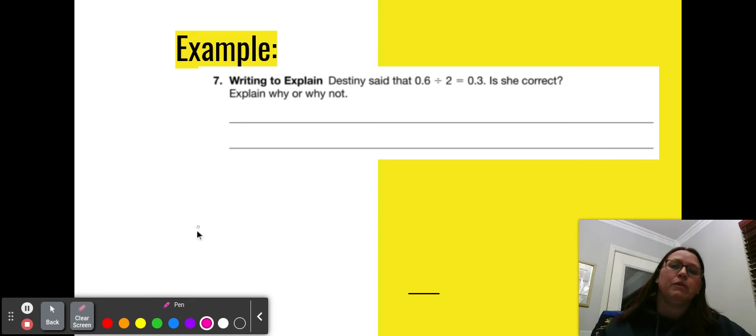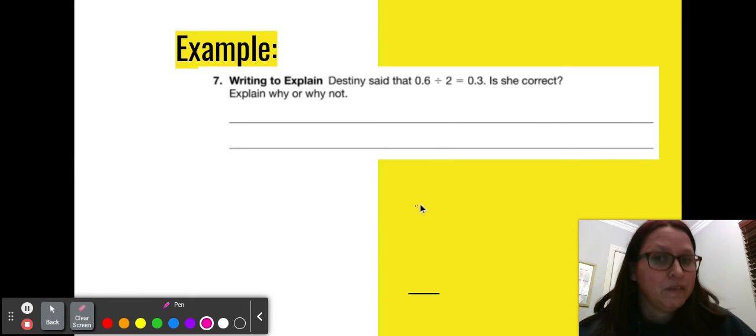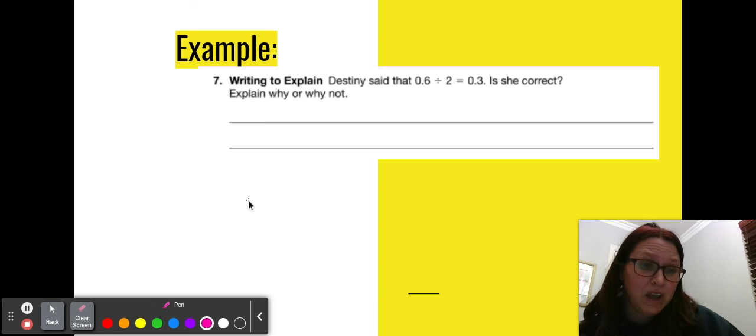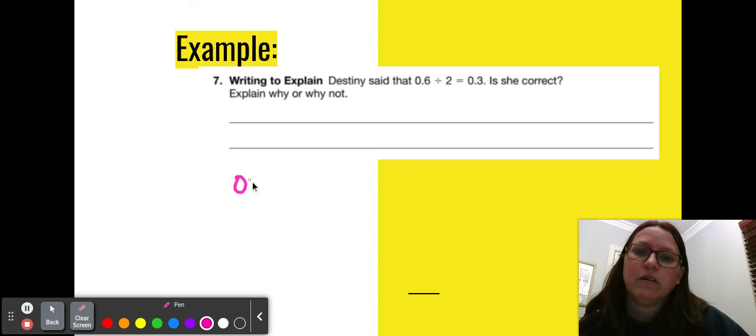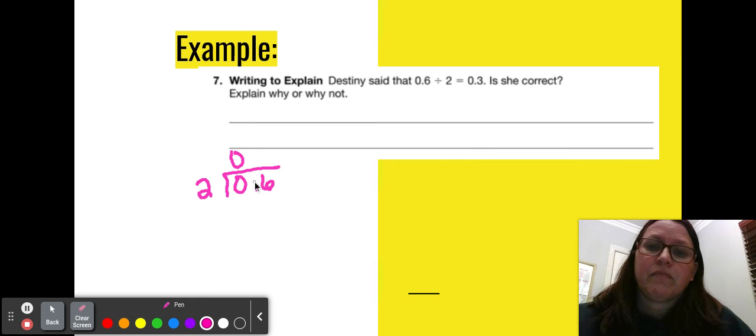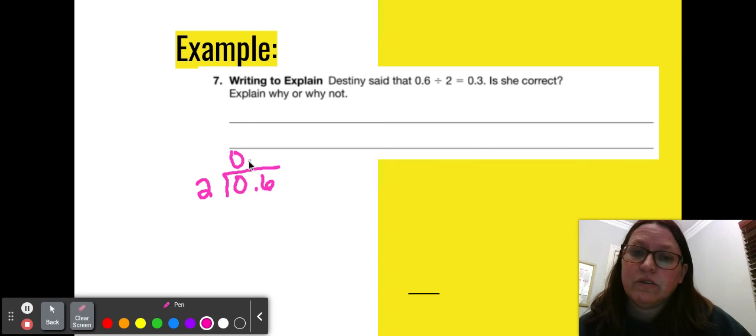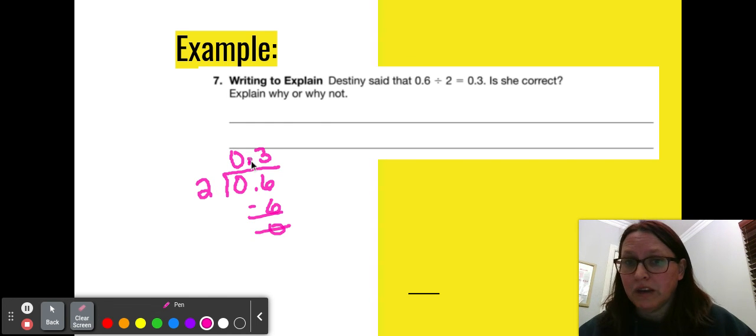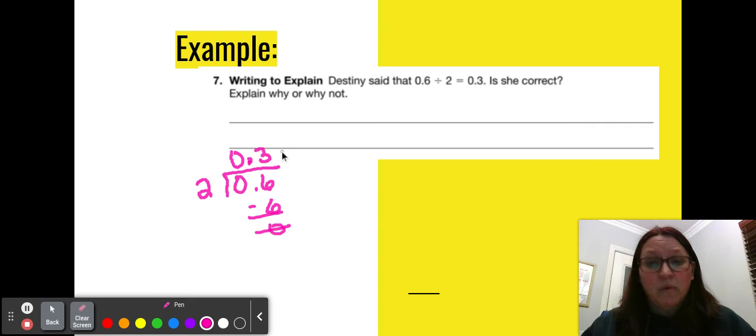Destiny said that 0.6 divided by 2 equals 0.3. Is she correct? Why or why not? So I'm going to do 0.6 divided by 2. 2 does not go into 0. But 2 does go into 6. 2 goes into 6 3 times. 3 times 2 is 6. 6 minus 6 is 0. And I moved my decimal point up. So guess what? Destiny was correct.